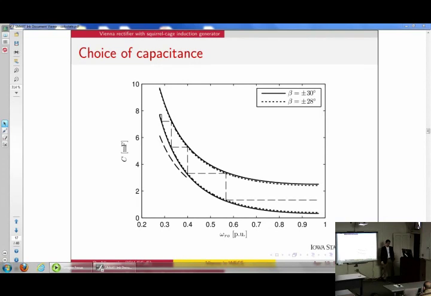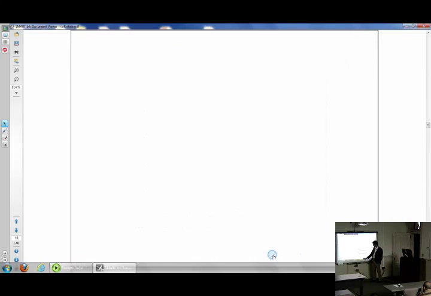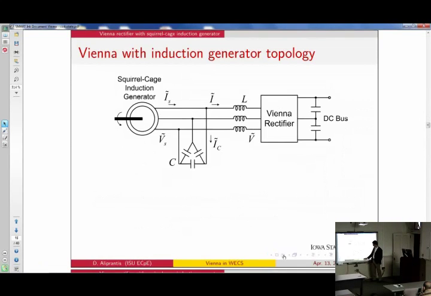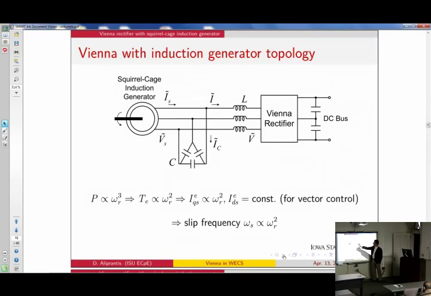Now, here's a tricky point. Since this topology is unidirectional, I told you before that power can only go that way. The question you might ask is, how do I charge these capacitors in the first place? These capacitors need to be charged initially before this thing starts operating. Since I cannot bring power from here to charge them, how do I do that?